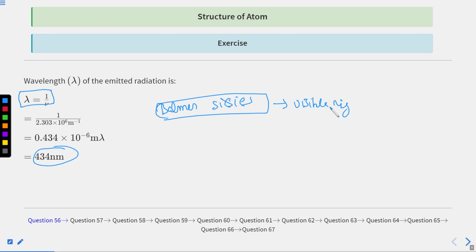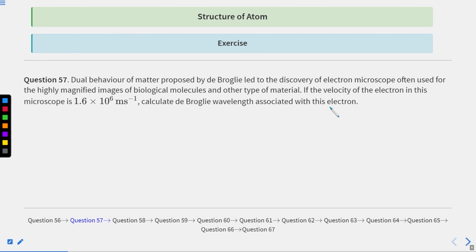So let us move to the next question. What does the next question say? The next question says that the dual behavior of matter was proposed by de Broglie. We know that, and he gave the relation to relate the velocity with the wavelength, that is lambda is equal to h by mv.